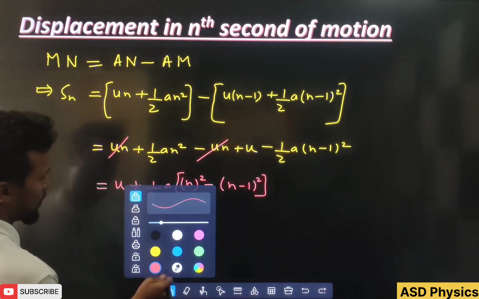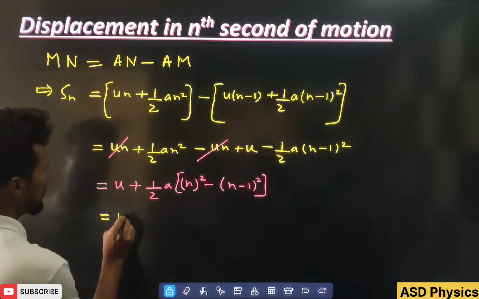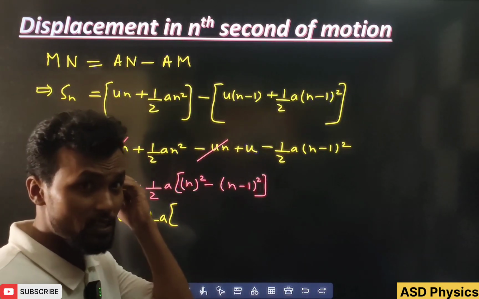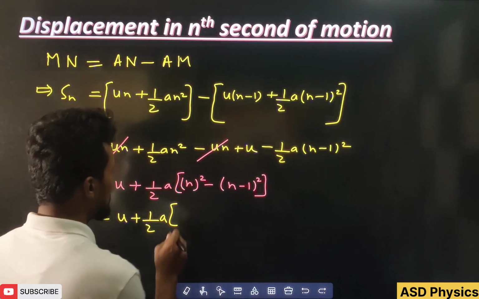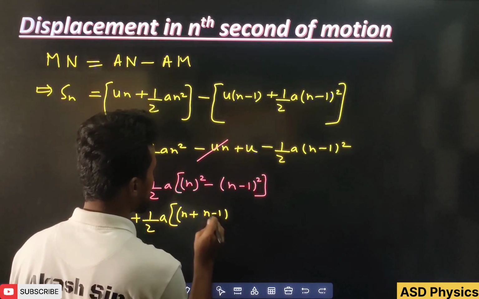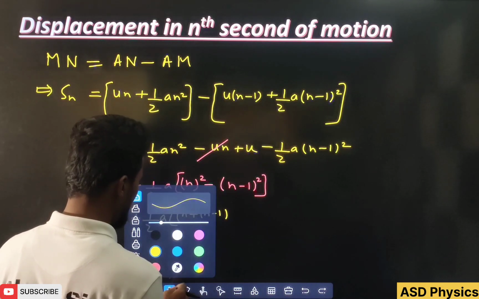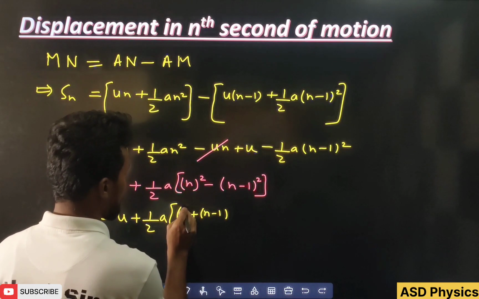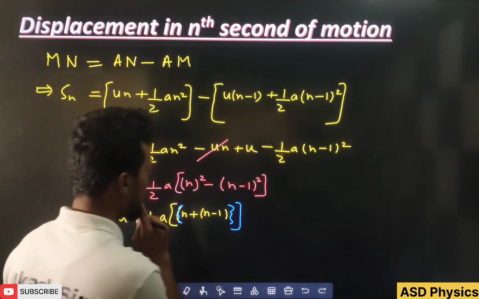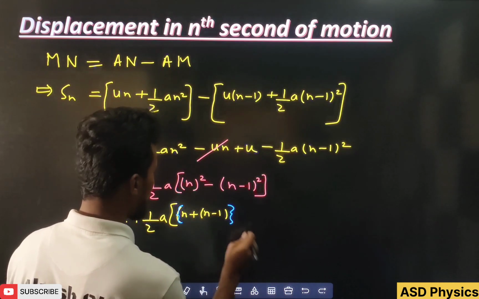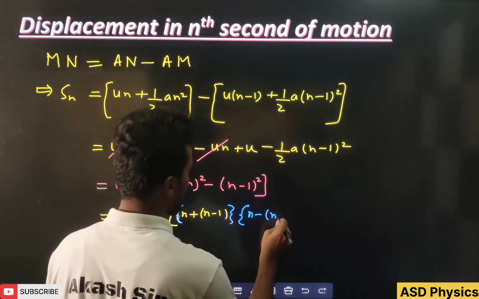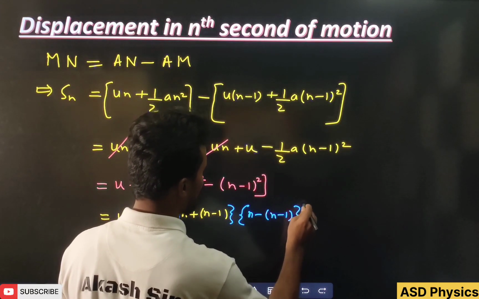Okay, you can even open this with the a squared minus b squared formula also, not a big problem. So here u plus half a, squared minus b squared means in one bracket a plus b, in one bracket a minus b. So in one bracket a plus b, I can write n plus n minus 1, is it? n plus n minus 1, okay. And let me write this in the medium bracket here. Another one we can write here, a plus b, a minus b, so n minus (n minus 1), and here like this, okay.